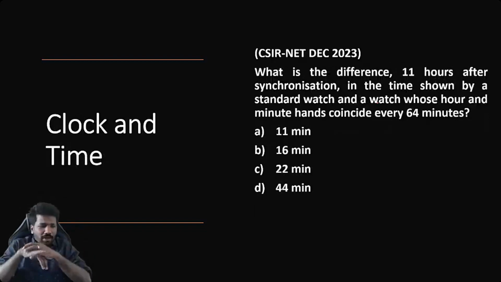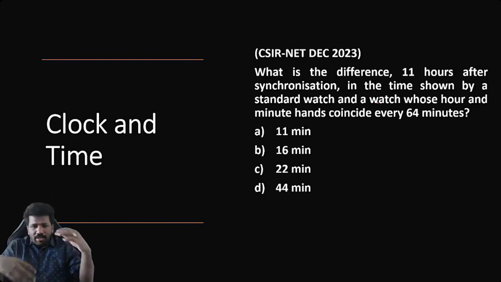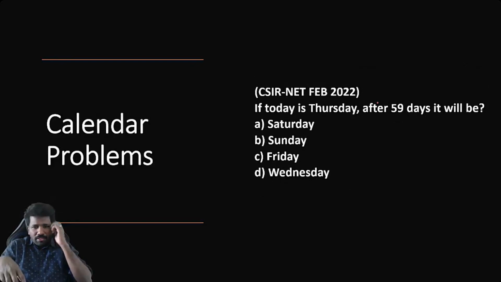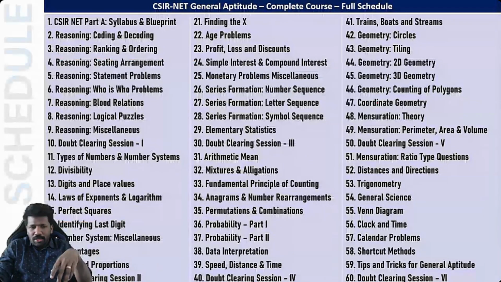Next is clock and time related problems. In clock and time related problems, there are different types of problems: a clock that is running faster, a clock that is running slower, and the angle between the hour hand and minute hand. These are some of the types of problems that are asked. In the last GATE exam also there was a clock and time question. Next is calendar problems. Last year there were no questions from calendar problems, but in 2022 there were. Calendar problems can be simple questions, and difficult questions also come. This is a simple question asked in calendar problems.